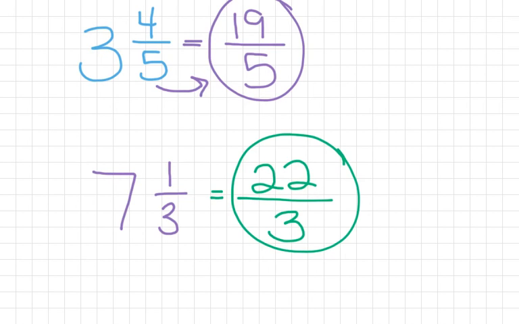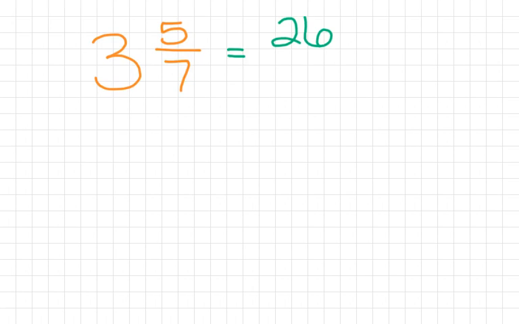Hope you're doing okay on these problems so far. Let's try two more. Let's see, 3 and 5 sevenths. Let me write this down for you. 3 and 5 sevenths. So pause the video, try it on your own, and then come back to check my answer and see if you got it correct. All right, so what we do is 7 times 3 is 21, plus 5 is 26. We bring the denominator over, so we end up with 26 sevenths.